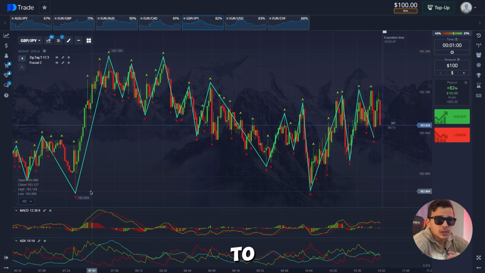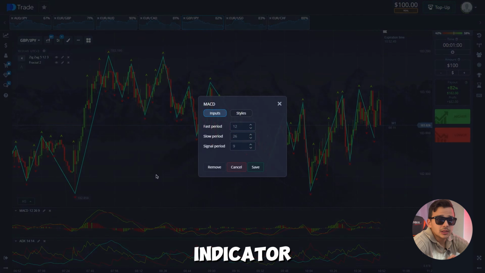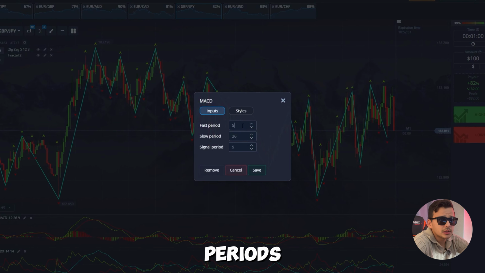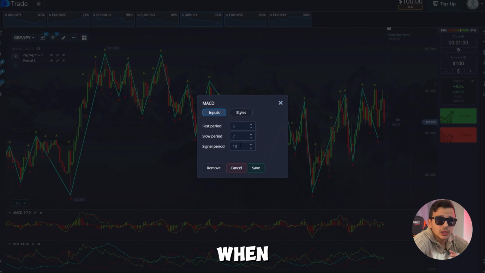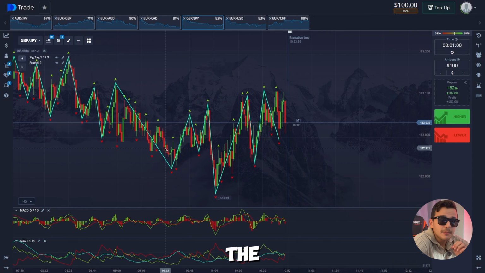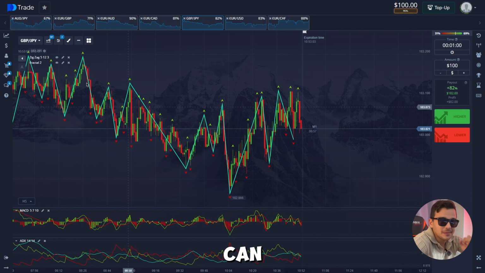Let's also go to the settings of the MACD indicator. We will change the periods to 7 and 10. We leave such settings when trading on the one-minute time frame. It is the most optimal trading option. And in general, I think we can begin.